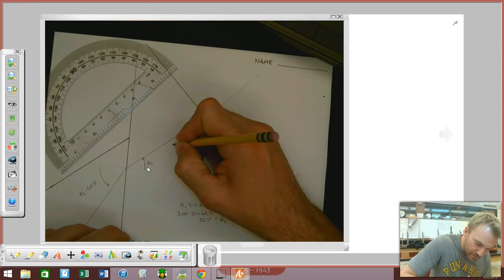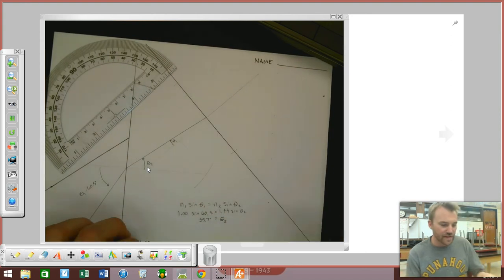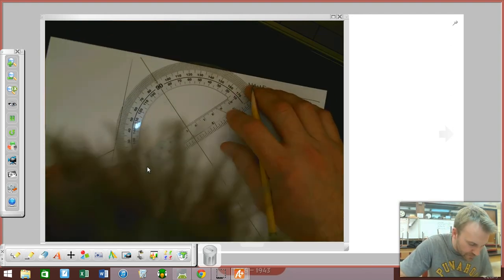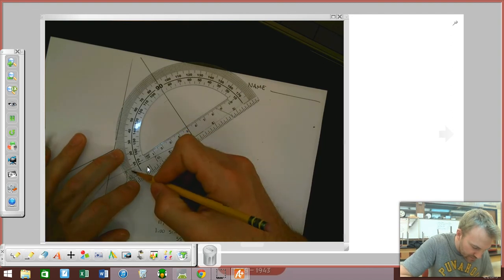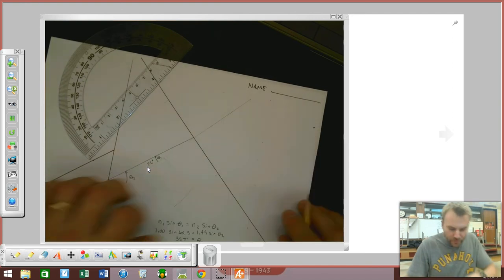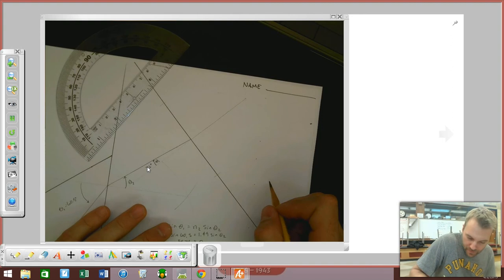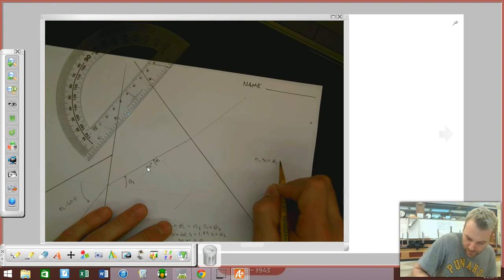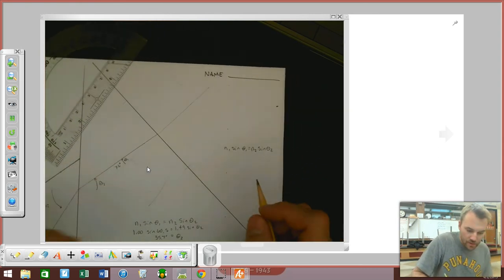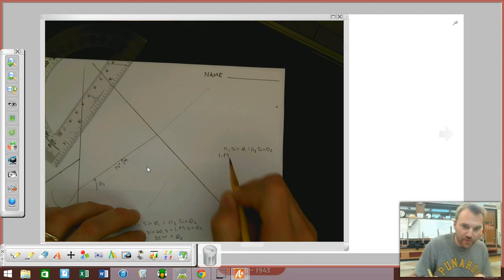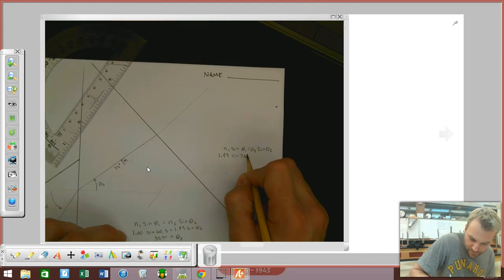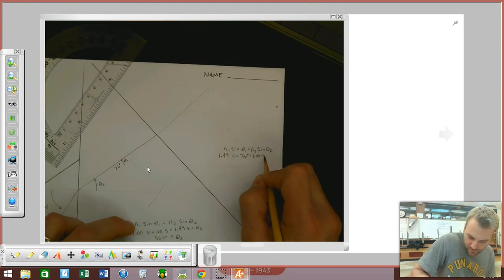So here is theta 1. This little tiny sliver of an angle right there. It doesn't look very big, but it is 7.6 degrees, I estimate. So when I run this through Snell's law, I'll go N1 sine theta 1 equals N2 sine theta 2. N1, it's going from my block, 1.49. And theta 1 is 7.6 degrees. N2 into the air, sine theta 2.